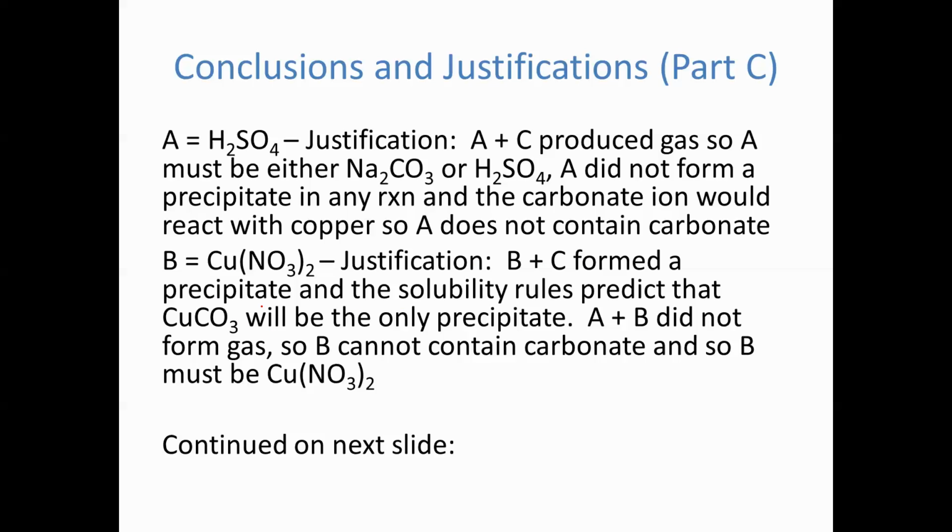So B and C form a precipitate, and our solubility rules predict the only precipitate we'd form would be copper carbonate. And therefore, because A and B did not form a gas, B cannot contain a carbonate, so B has to be copper nitrate. So copper nitrate plus our sodium carbonate gives us a precipitate, and those are the identities of B and C. So B is copper nitrate, and C is sodium carbonate. This stuff's tricky. It's going to be hard for you guys, but you're just going to have to work through and clearly explain how you apply your rules and how you apply your logic.